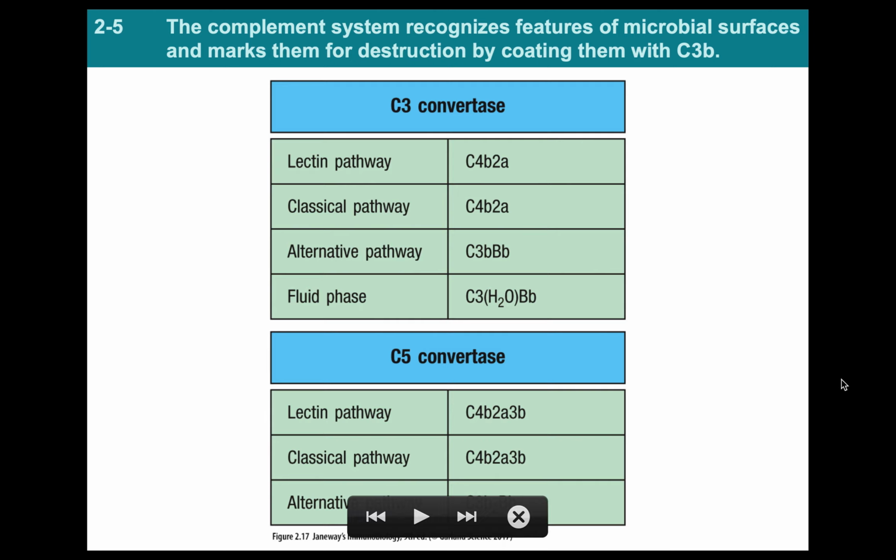So here we go. Let's activate C5. The classical pathway, it's going to be 4B, 2A, and 3B, the newly activated C3. They're going to activate it. Same thing in the lectin pathway, because the lectin pathway is basically the classical pathway, but just starting out from sugar binding. And then the alternative pathway, wait a sec for this to clear.